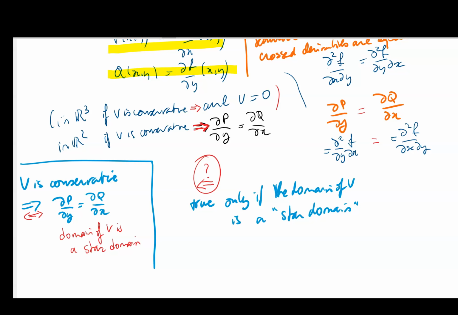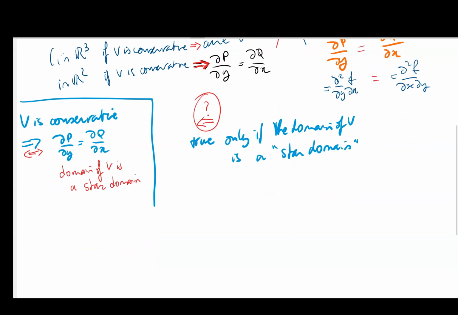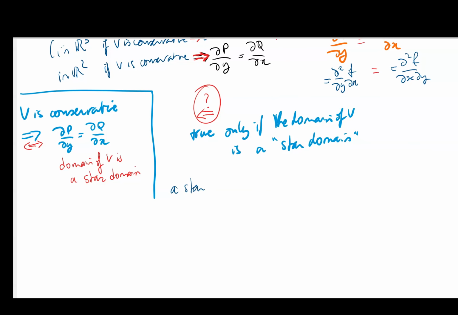So we need to define what a star domain is. Well, we're going to do this very lightly. Don't worry, it's a topological property, and we're not going to go too much into details with that. A star domain is, surprisingly, shaped as a star, more or less. It means that there exists a point in the domain such that it can reach all of the points with a straight line.